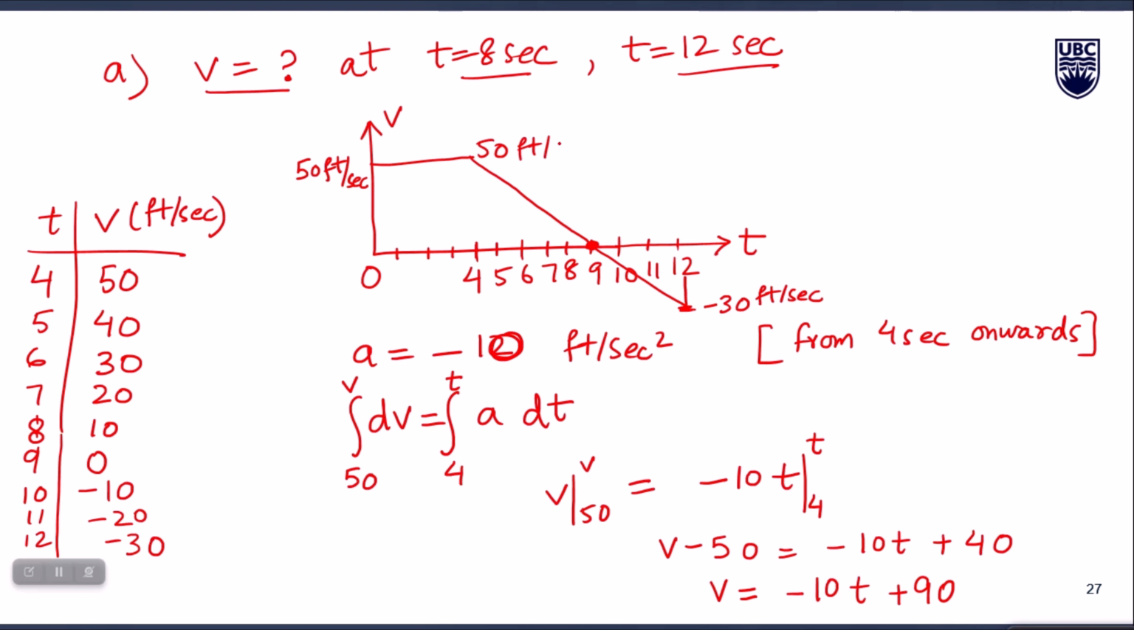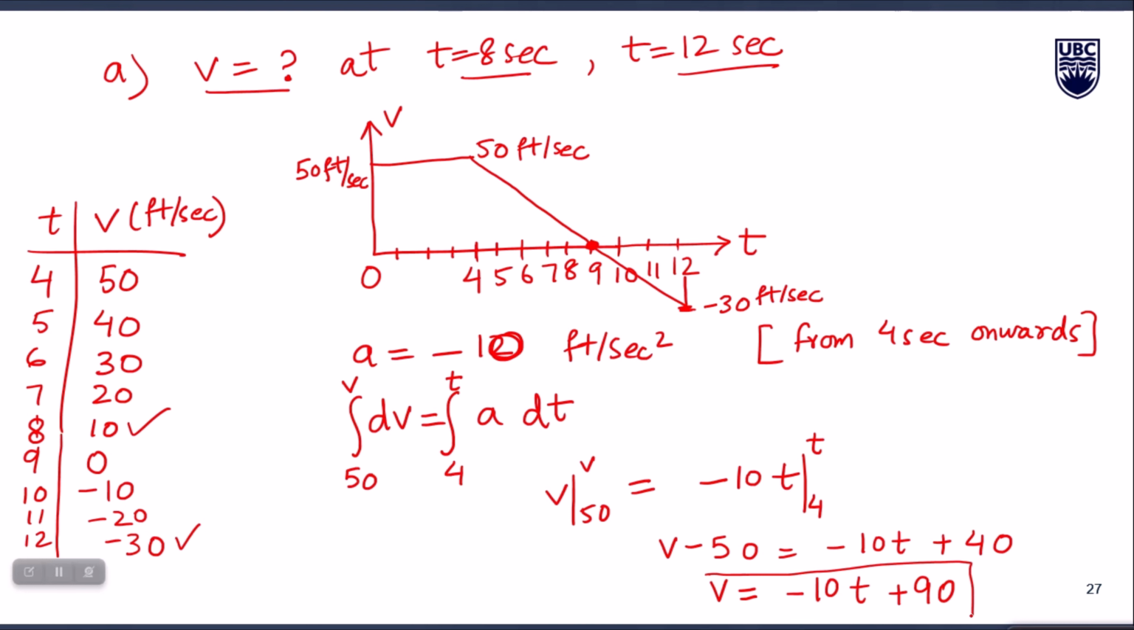So actually we can graphically answer this question now. Value of v at t equal to 8 second is what? 10 feet per second. The value of v at 12 second is minus 30 feet per second. But let's actually determine the same values from the equation.